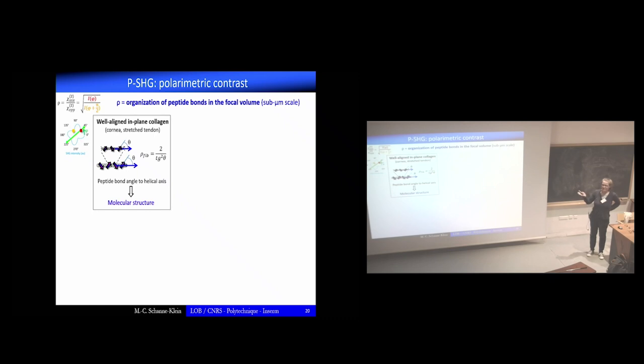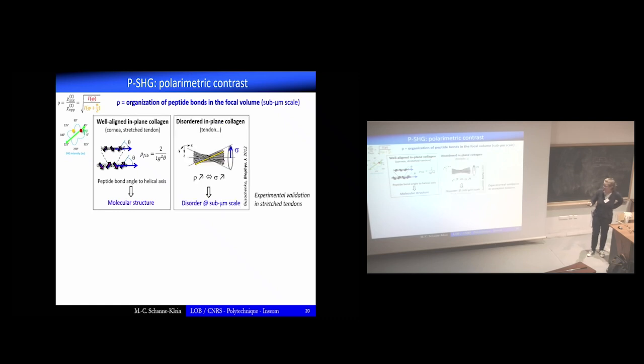Well, so it's verified, it's the right value, but it's the same in all tissues. So when it changes, it's due to a disorder, because here it's calculated only for one fiber. If we have different fibers with different orientation, it will modify this parameter, and this parameter will be increased as a function of the disorder. So it's a disorder at the sub-micrometer scale.